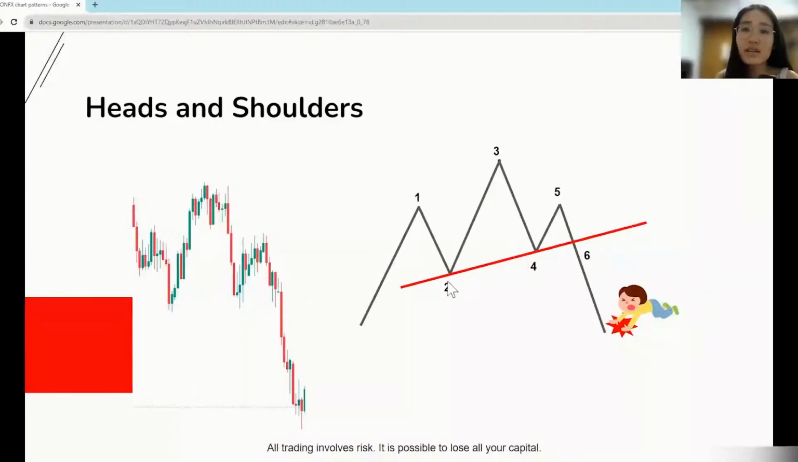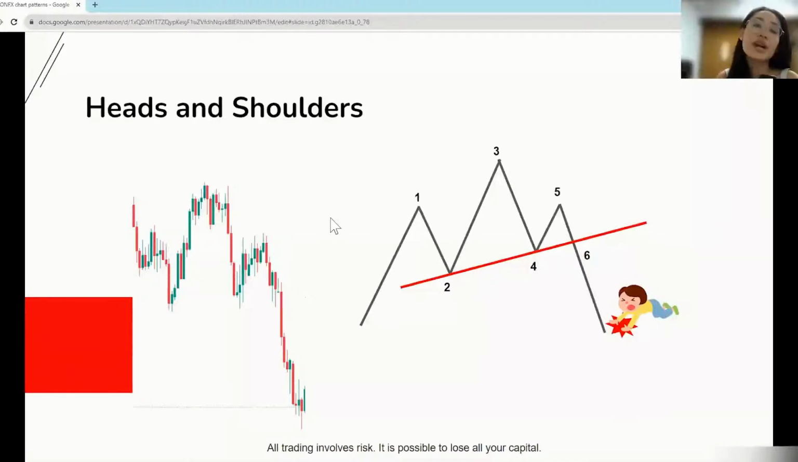So we have higher lows from 2 and 4, and that's where we can draw our line across. Once price breaks out of here, then we can say that there is a confirmation that there is a bearish reversal happening here. Similarly, I've included a candlestick example here.